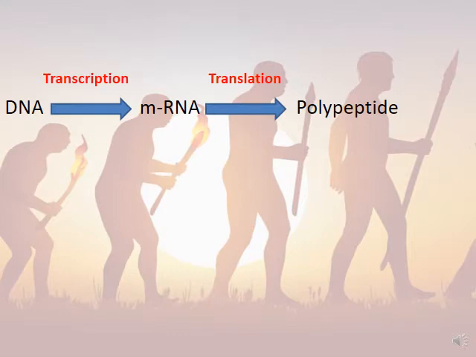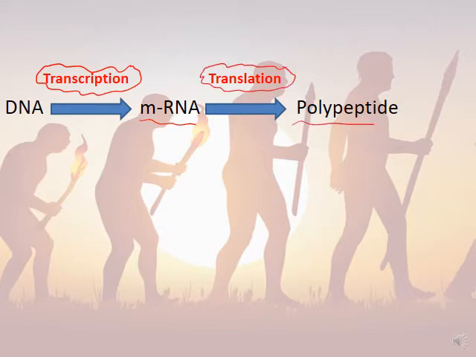DNA, by the process of transcription, gives mRNA. And mRNA, through the process of translation, gives a polypeptide, or a sequence of amino acids that will finally go to a protein. So you have to know that DNA, by the process of transcription, codes for mRNA, messenger RNA, and then mRNA, by the process of translation, gives a polypeptide.